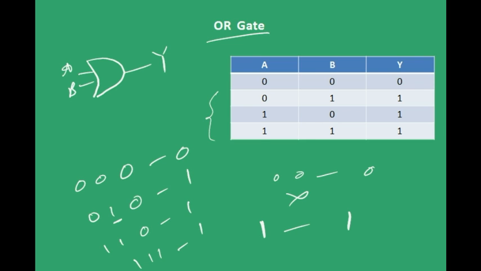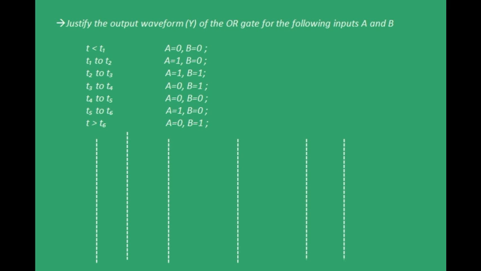Now let us solve a problem. We have to find the output waveform Y for these given inputs. That is, for t less than t1, our wave A, the first input, and our wave B, the second input, are varying in this way. So I'll apply the OR relation. 0 or 0 will be 0. 1 or 0 will be 1. 1 or 1 will be 1. 0 or 1 will be 1. 0 or 0 will be 0. And here it is 1 and 1 again. So these are my outputs. This is my input given.